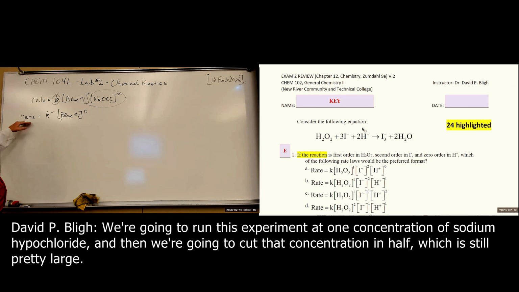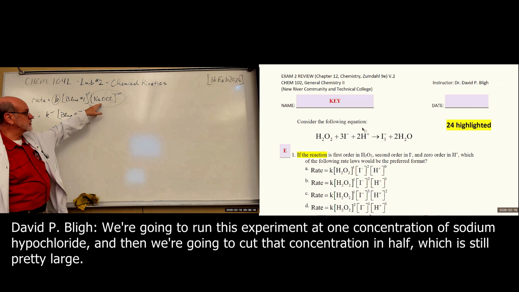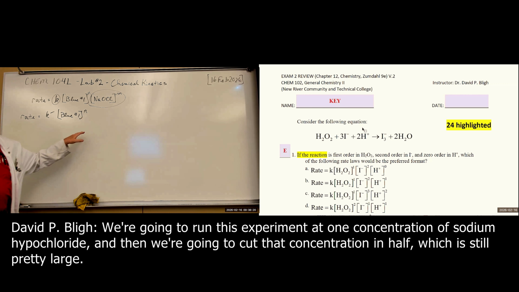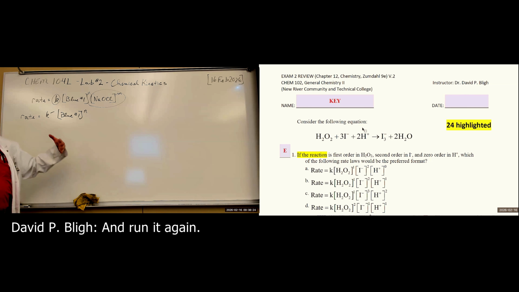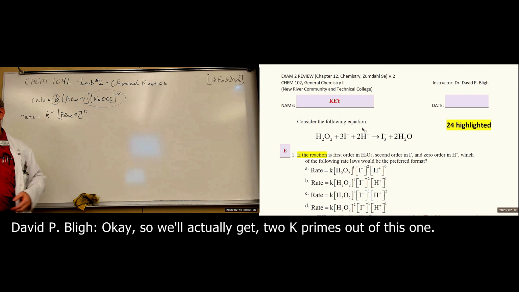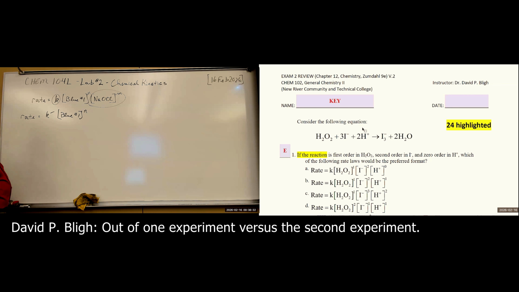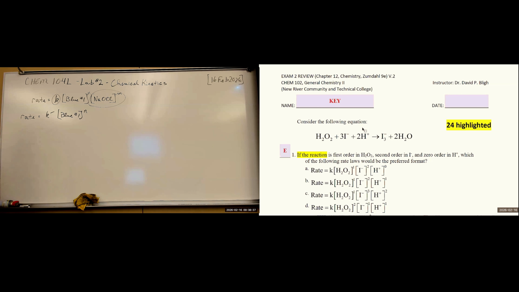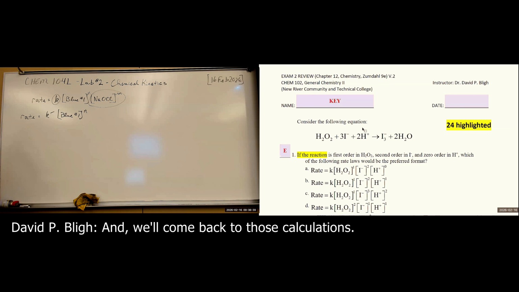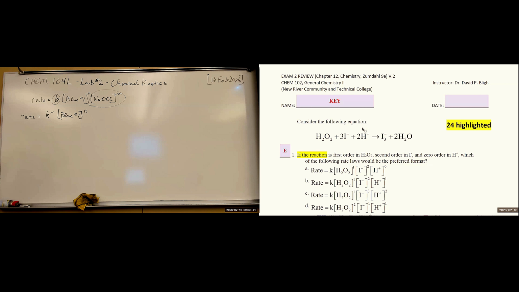We're going to run this experiment at one concentration of sodium hypochlorite, and then we're going to cut that concentration in half, which is still pretty large, and run it again. Okay, so we'll actually get 2 K primes out of this one experiment versus the second experiment. All right, and we'll come back to those calculations. Let's do the pre-labs first.